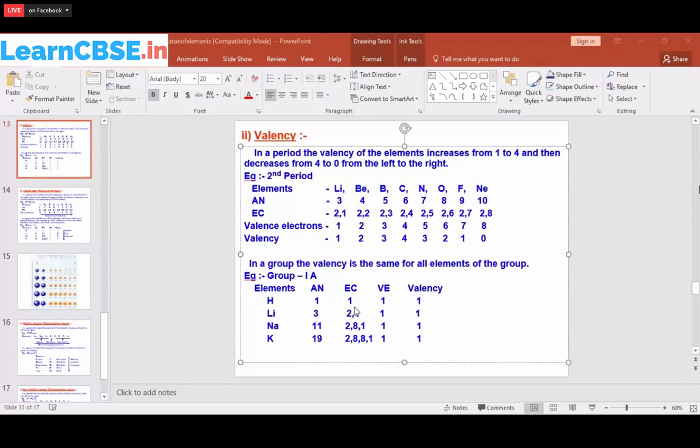If it wants to lose an electron, it has to lose only 1 electron. That is why the valency is 1. Here also, losing an electron is very easy because gaining 7 electrons is difficult. So it will lose the 1 electron, so the valency is 1. Here also the same thing. Sodium loses the 1 electron and forms Na plus. Potassium also loses the 1 electron in the outermost shell and forms K plus.